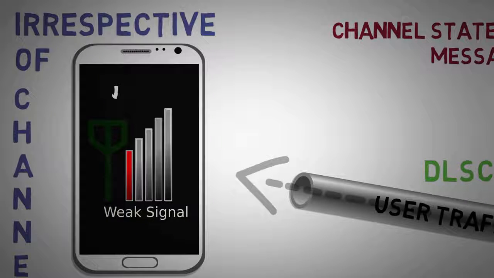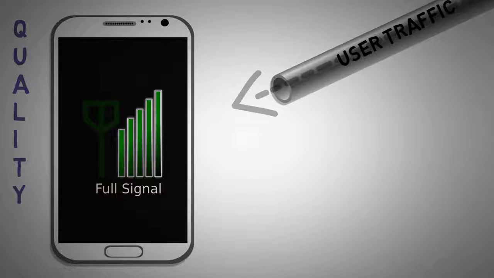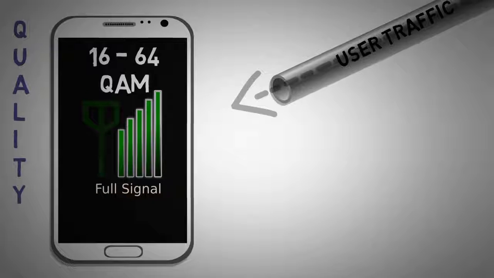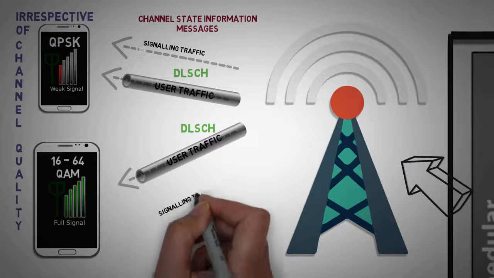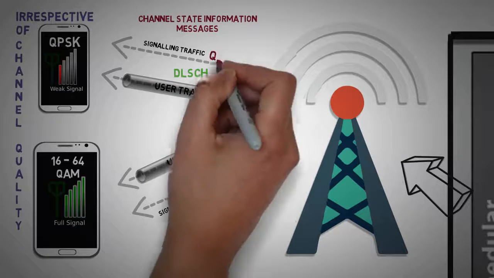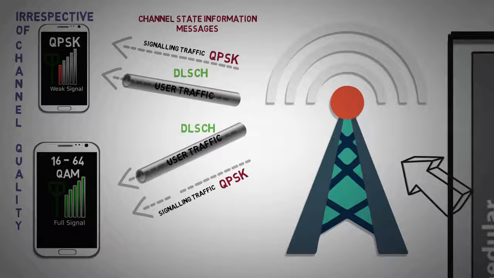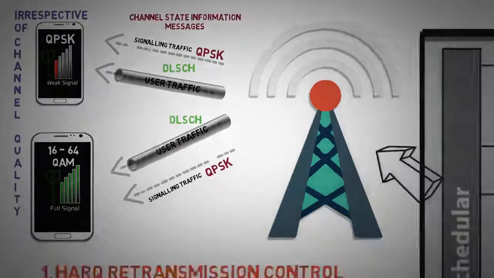If the coverage is poor, the network will use QPSK, else it will use higher modulation schemes such as 16QAM, 64QAM, etc. But the signaling channels need guaranteed delivery. That is why they use QPSK, as it is considered the most robust modulation scheme.